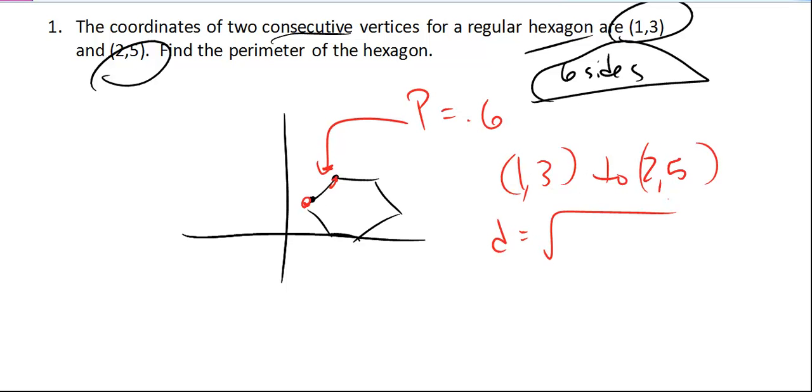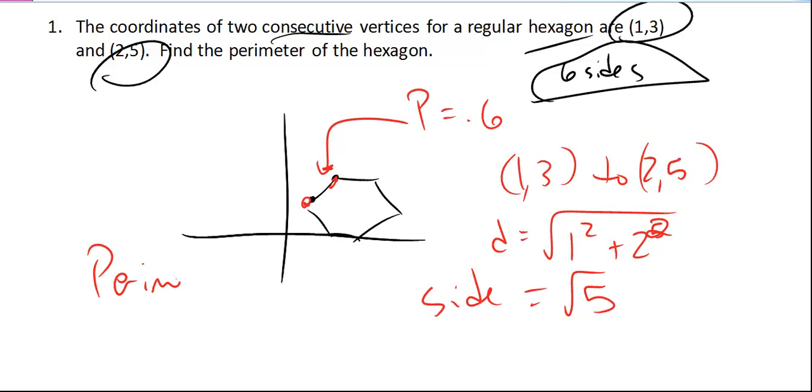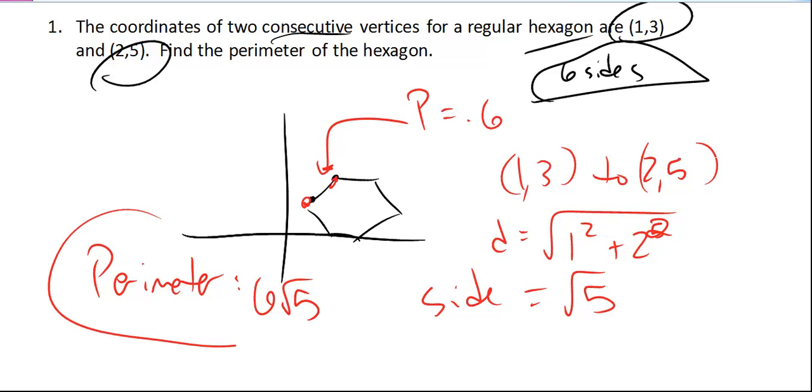So I know I should do the change in x squared, which is 1, plus the change in y squared, which is 2. And the length of this one side of this hexagon is square root of 5. That means the perimeter is 6 times that length, which is 6 root 5. So again, there's a word problem that maybe seemed intimidating. It's pretty simple.